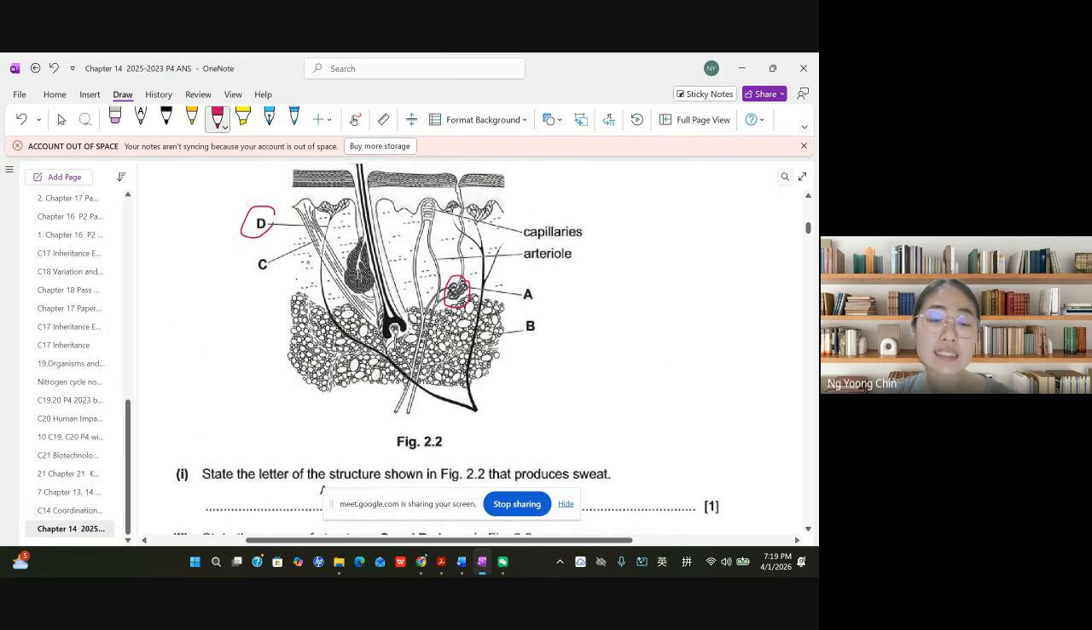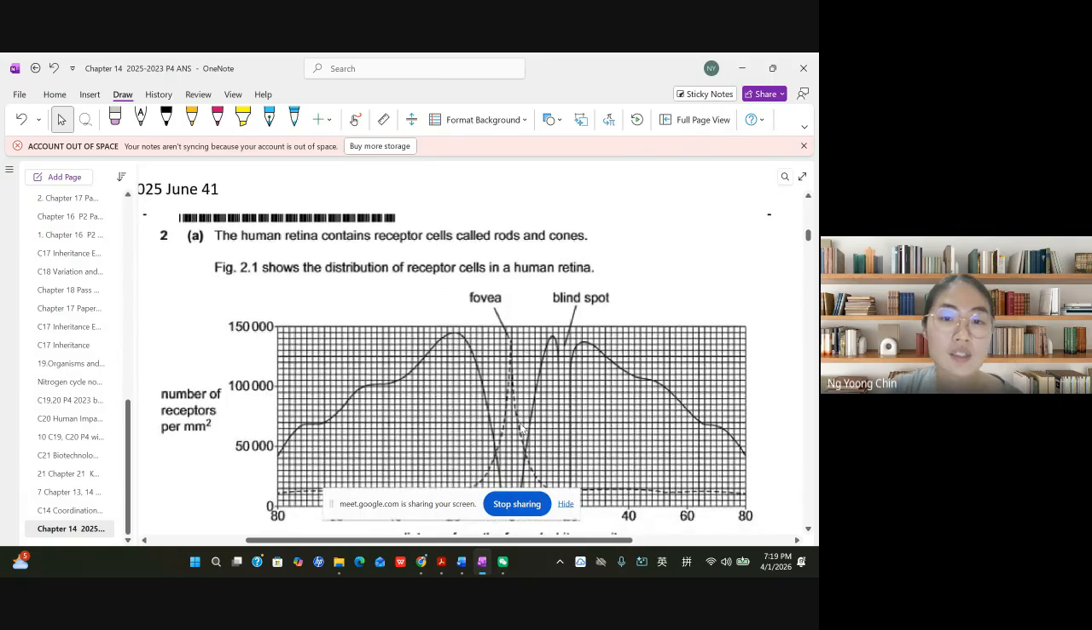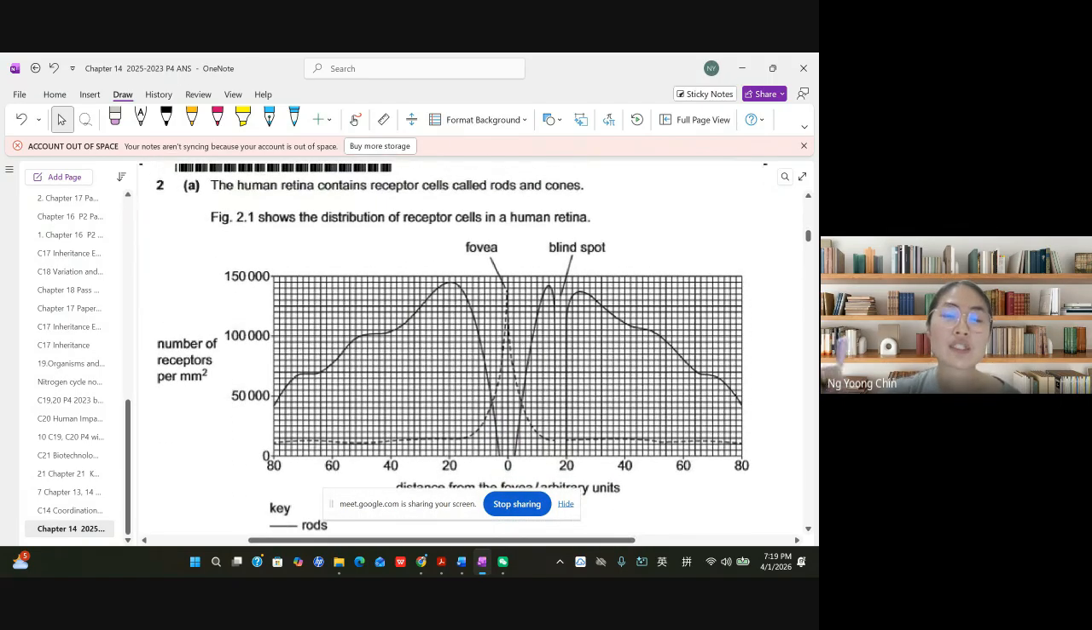So C is a hair erector muscle. And then this D, okay, D will belong to here. Okay, here's the D. See, the D structure. So these structures, right, you can write it as a receptor or you can write it as sensory neuron. 它有两种答案，你可以讲是 receptor，或者是你可以讲是 sensory neuron.